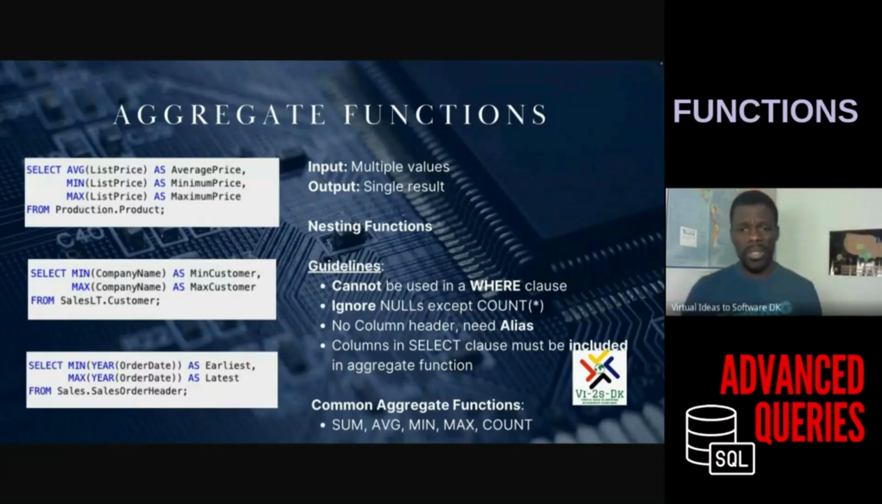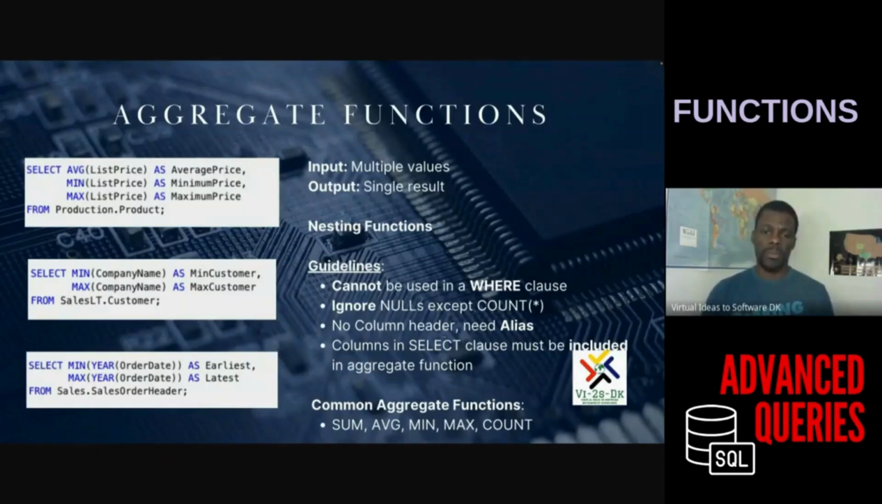There are a few guidelines. You cannot use an aggregate function in a where clause. You're going to encounter an error. Also, you want to understand that null values are always going to be ignored. So if you're summing values, it's going to ignore the null. But in the case of a count, you do not ignore the null values. So if you're counting the records, it's going to count every row, whether the value is null or not.